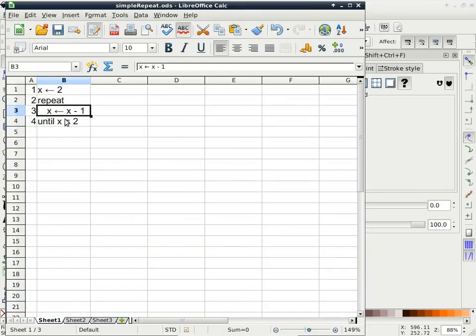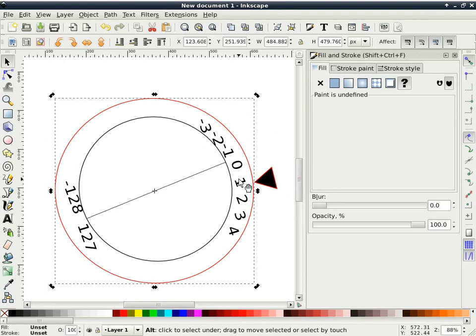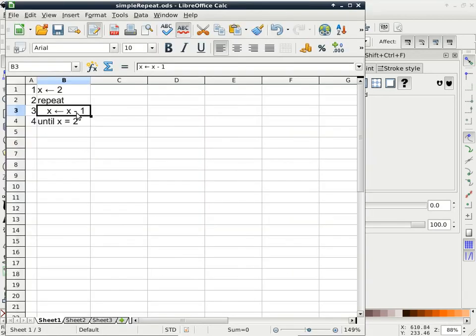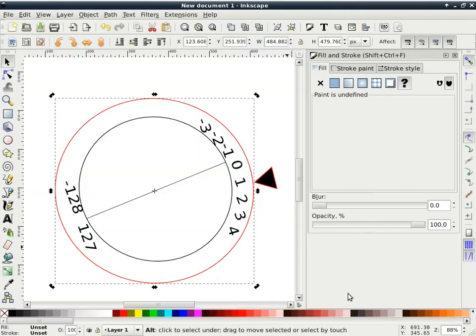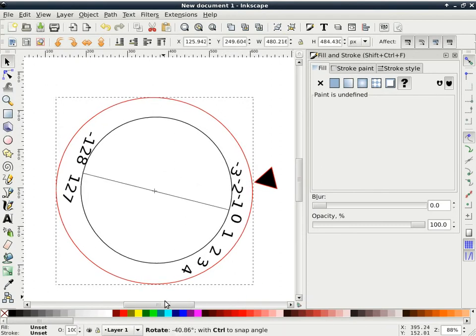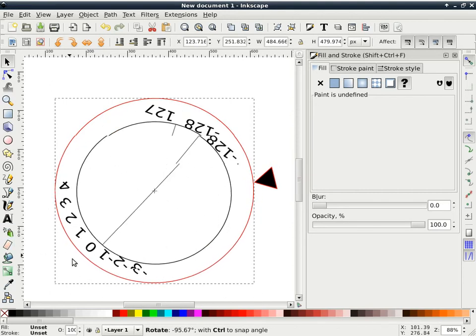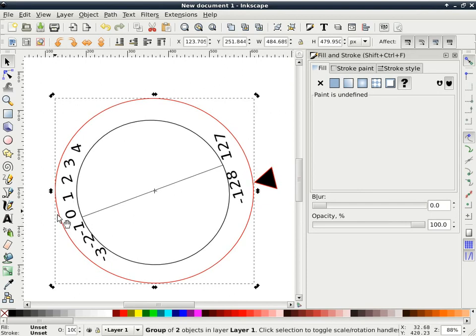And then I go back to my algorithm. It asks the question, is x 2? In other words, is the marker pointing at 2? No, it's not. It's pointing at 1. We go back and subtract another 1 from x, which means we're rotating it to 0, negative 1, negative 2, negative 3, negative 4. It keeps rotating in a clockwise manner, and at some point, it's going to rotate all the way to negative 128. Negative 128 does not equal 2. We have to go back and subtract 1 again.